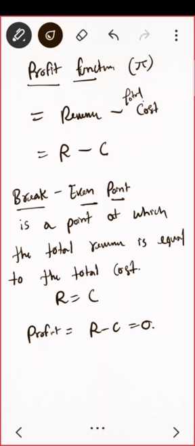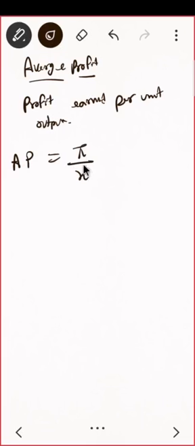Now if somebody asks what is average profit, you already know that. If somebody asks what is marginal profit, then also you know that. Let us quickly write. What will average profit be? That will be profit earned per unit output. So this is denoted by AP. So this is pi upon X. Pi is profit, upon X.